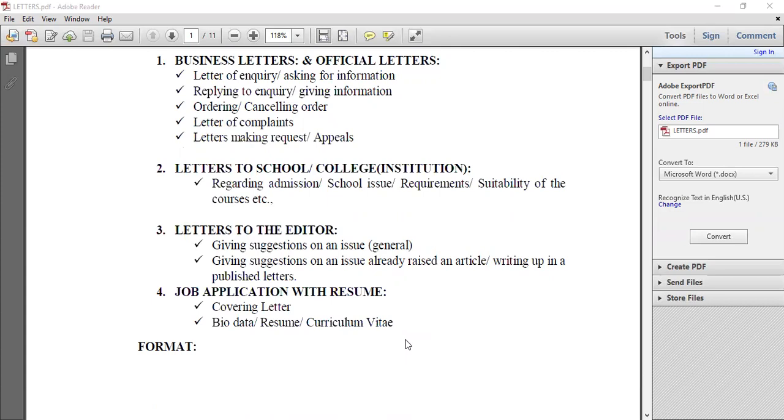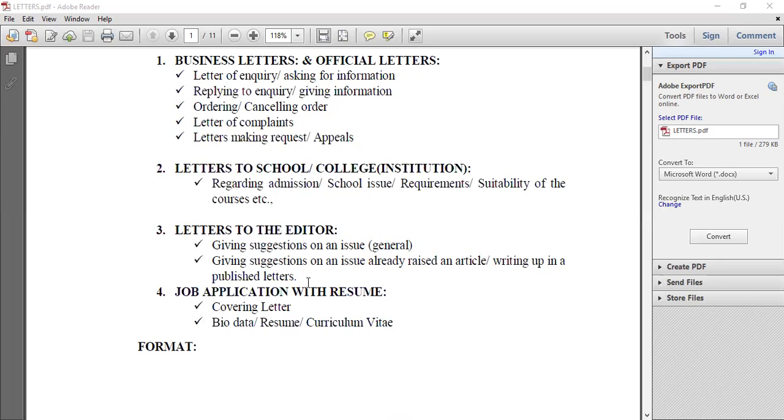Yes. The third type of letters, we are saying, is letters to the editor. Giving suggestions on an issue, which is general, and giving suggestions on an issue already raised in an article. Then the fourth one, job application with a resume, or curriculum vitae, or we can go for biodata. So these are the four types we need to learn in senior secondary or higher secondary in CBSE.